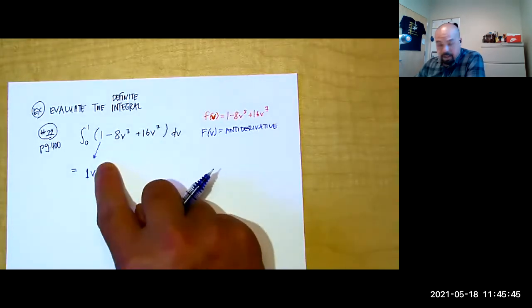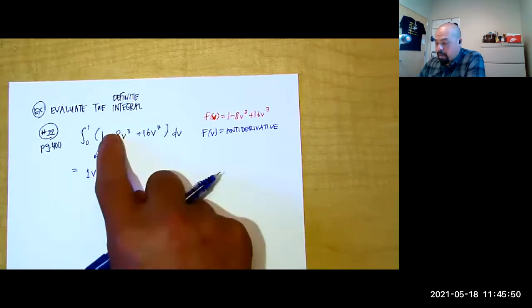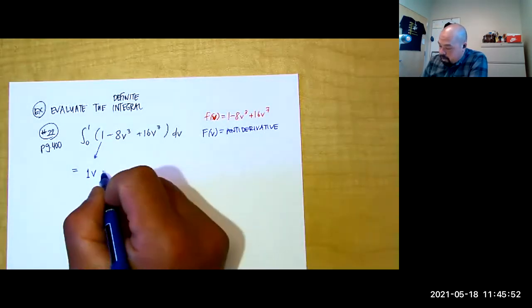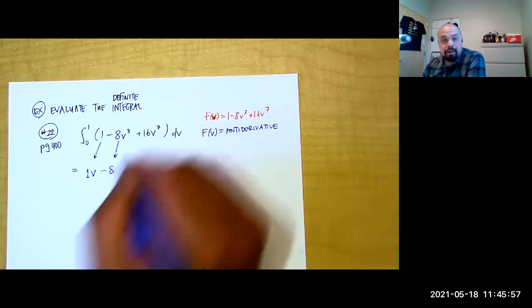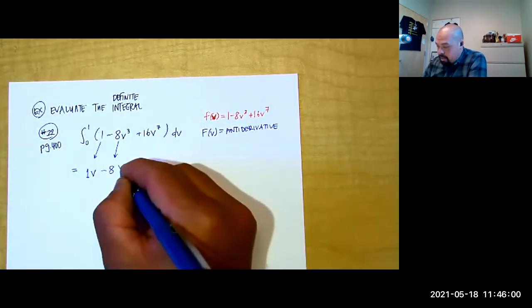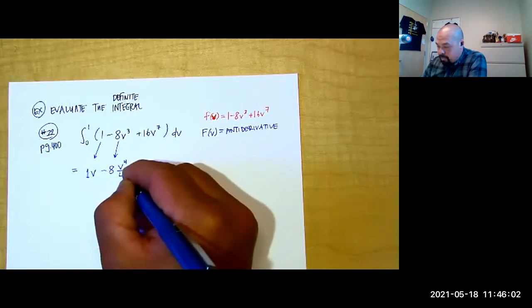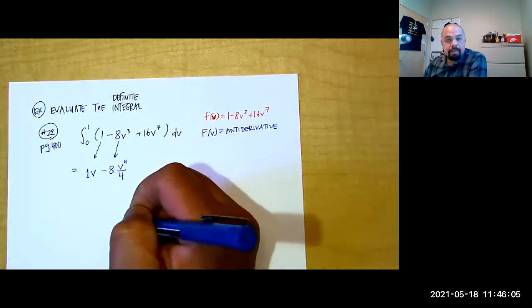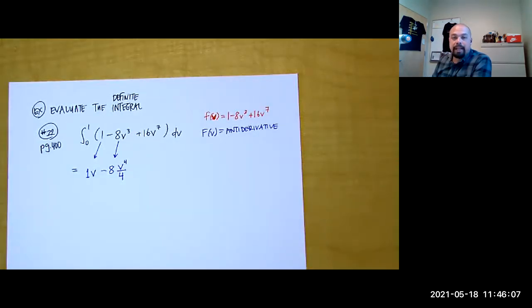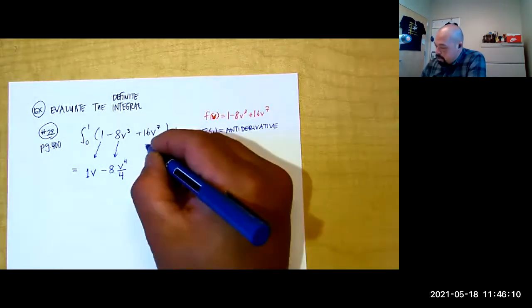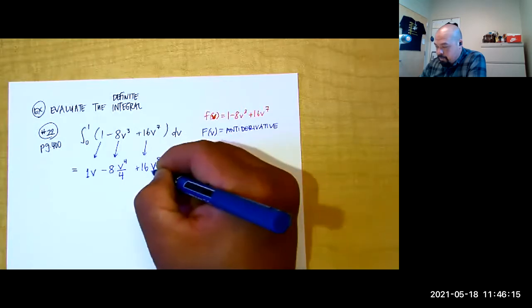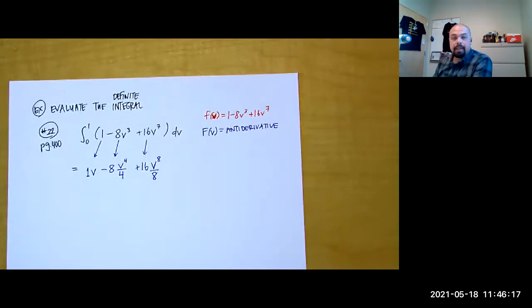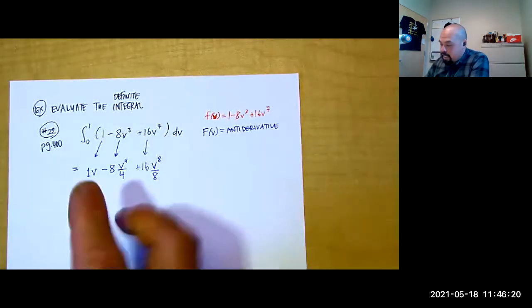Because if we take the derivative of that v to the first, it's just 1. V goes away. We're right back where we started. Now, we're going to have here minus 8. And now that v to the third power, remember, we add 1 to the exponent, divide by the new power. That's that power rule for the antiderivatives. Plus 16, same idea. V to the 7 becomes v to the 8 over 8. So there's my antiderivative.